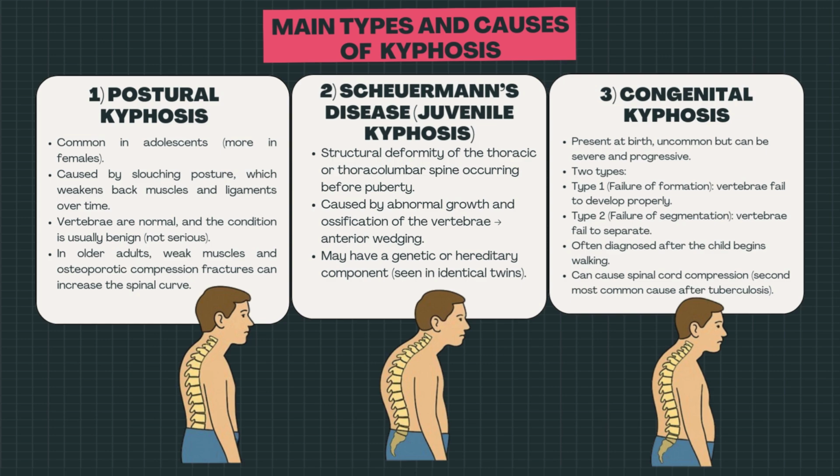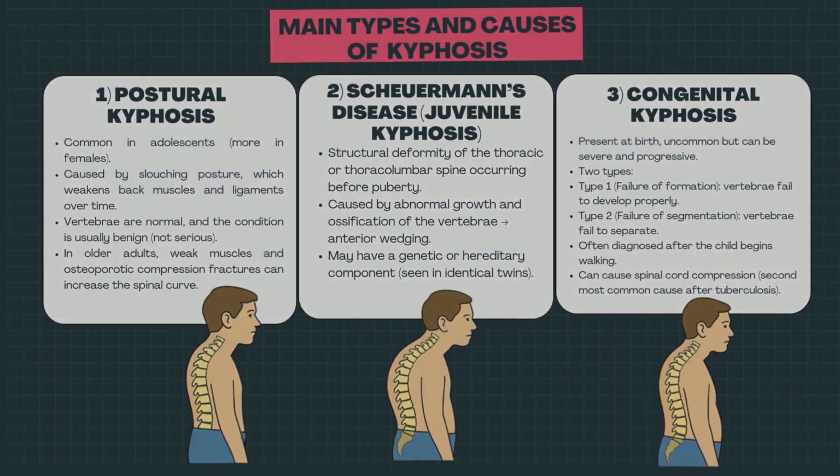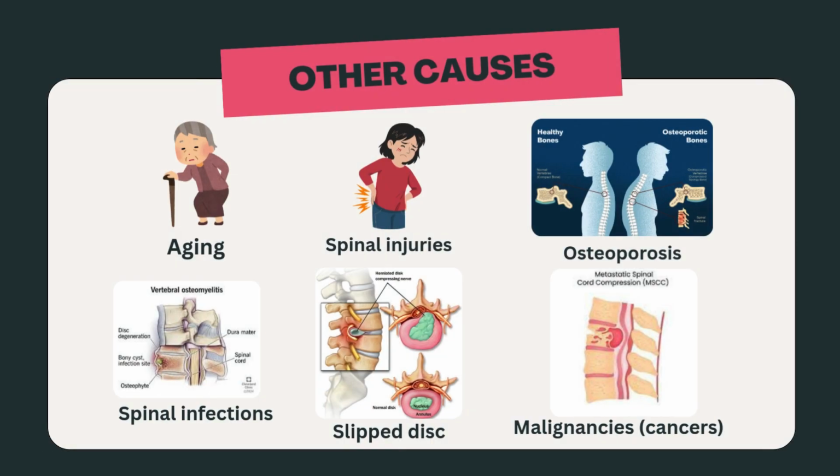3. Congenital kyphosis. Present at birth, uncommon but can be severe and progressive. Two types. Type 1, failure of formation, where vertebrae fail to develop properly. Type 2, failure of segmentation, where vertebrae fail to separate. Often diagnosed after the child begins walking. Can cause spinal cord compression, the second most common cause after tuberculosis. There are also other causes of kyphosis like aging, spinal injuries, osteoporosis, spinal infections, slipped disc and malignancies.